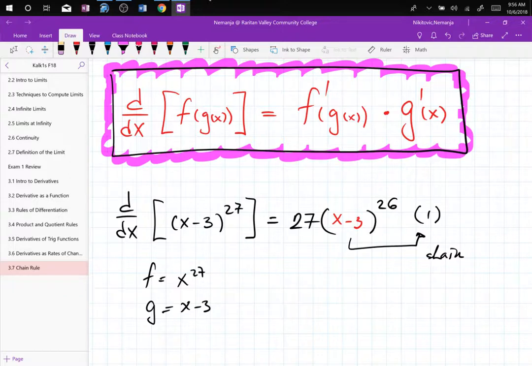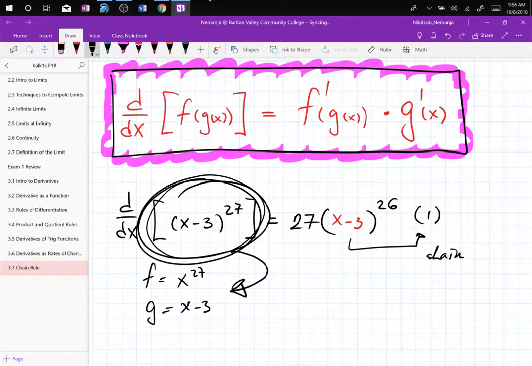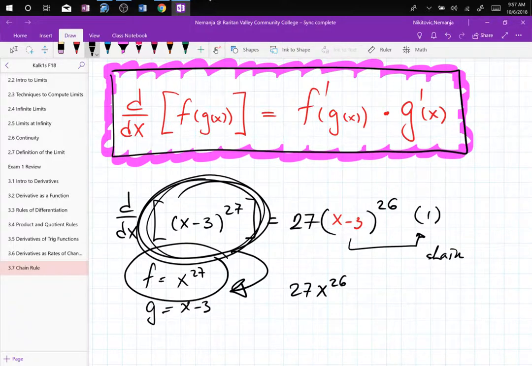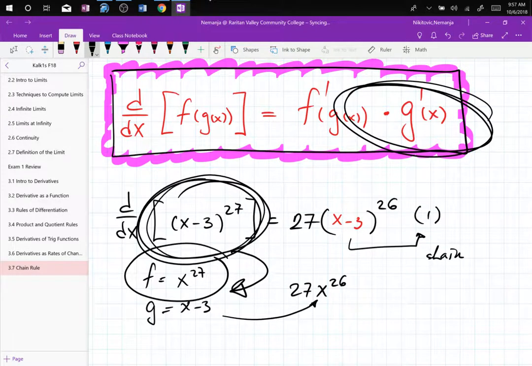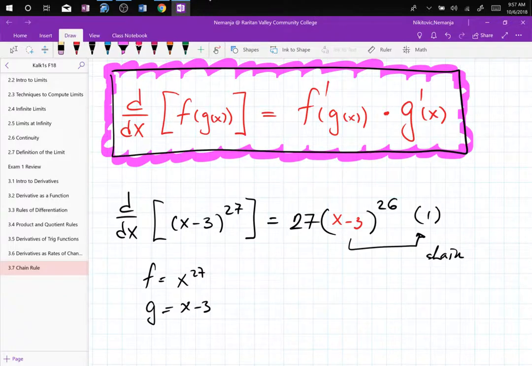So one more time, as we decompose this in our head into these guys here, we see that the main function f is x to the 27. Derivative of x to the 27 is 27x to the 26, but then it's not going to be x. It's going to be whatever the g of x is, so we plug in x minus 3 there. And then we follow by the derivative of the chain, because it's times g prime. Let's do about 10,000 examples.